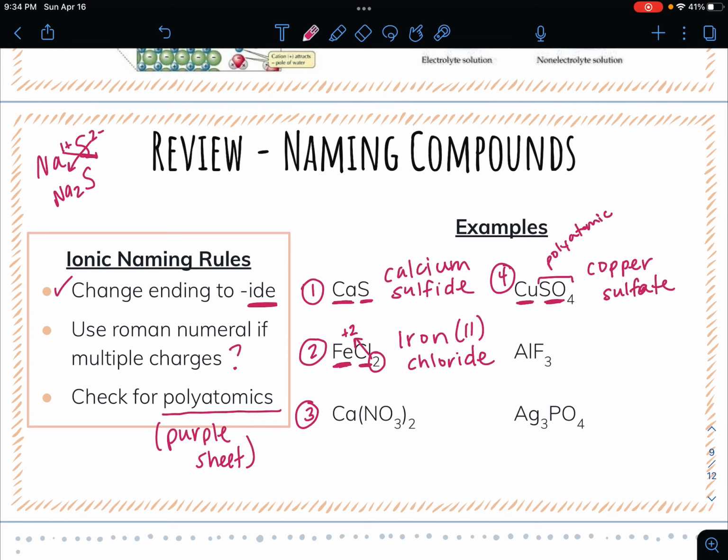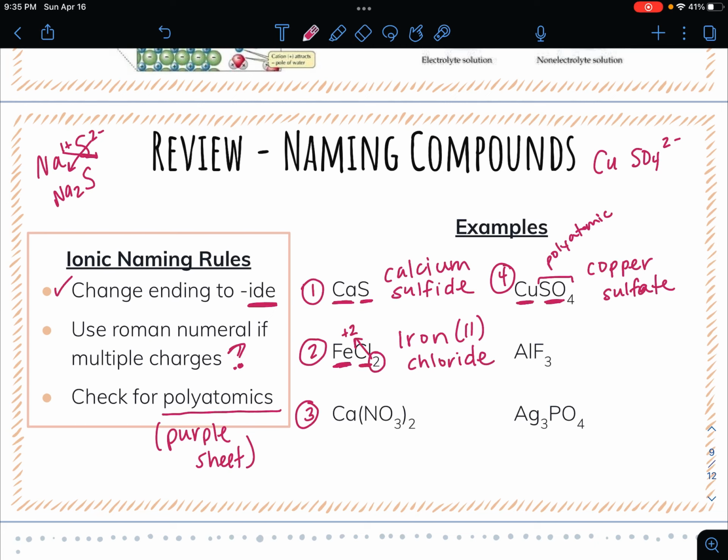Okay, so copper sulfate. But copper, right, it has multiple charges. So I need to see what Roman numeral I have. This one takes a little bit of thinking because off the top of my head, it might look like there's no little number down there. But if we think about it, if we look at our purple sheet, sulfate, SO4, has a 2- charge.